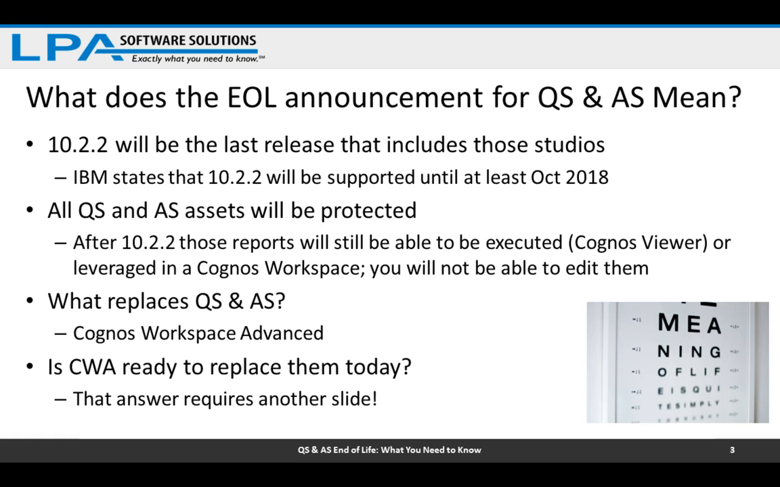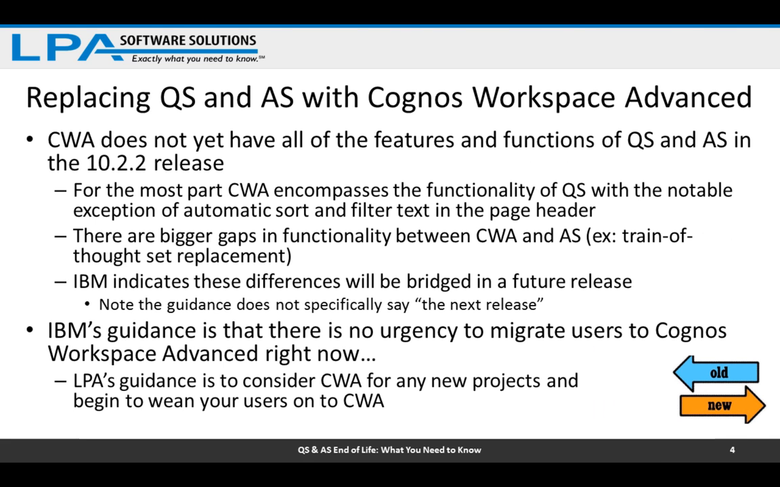Analysis Studio do today. And that's why the bottom of the slide says, is CWA really ready to replace them today? It actually takes a little bit of discussion. So let me show you what I mean. Cognos Workspace Advanced is a tool in 10.2.2 that is actually capable of editing Report Studio reports, and Report Studio is capable of editing Cognos Workspace Advanced reports. So they are sort of interchangeable tools on the same report.